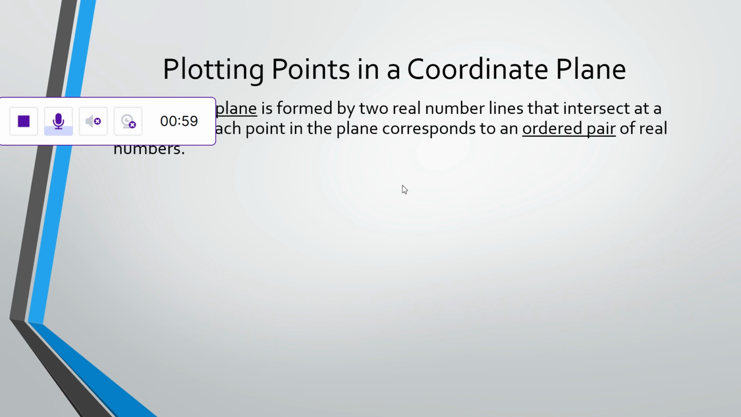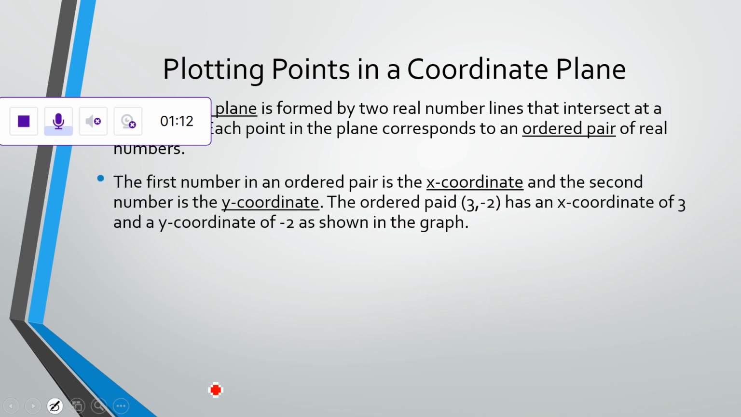Coordinates and scatter plots. The coordinate plane is formed by two real number lines that intersect at a right angle. Each point in the plane corresponds to an ordered pair of real numbers. The first number in an ordered pair is the x coordinate, and the second number is the y coordinate. The ordered pair is usually written as the x value first, followed by the y value, right? X coordinate, then y coordinate.